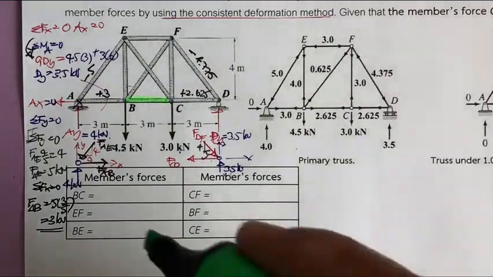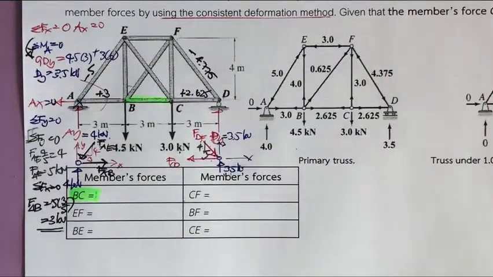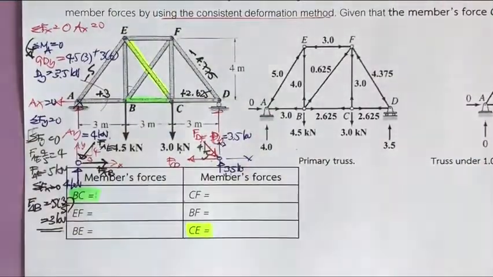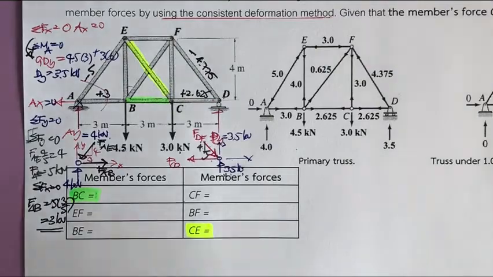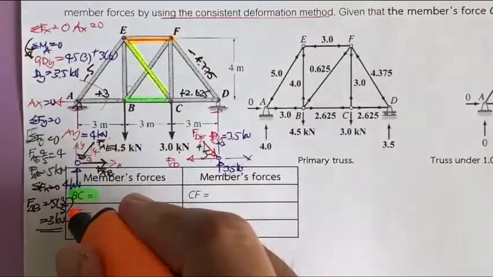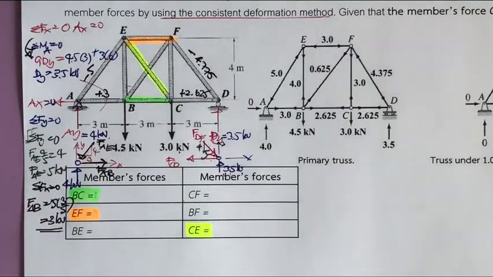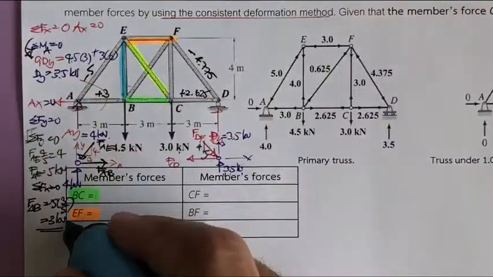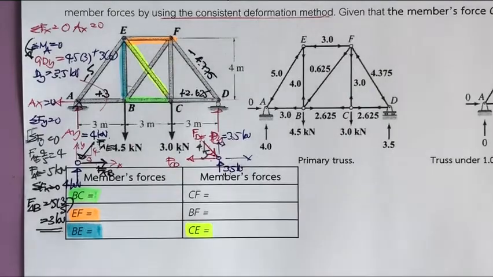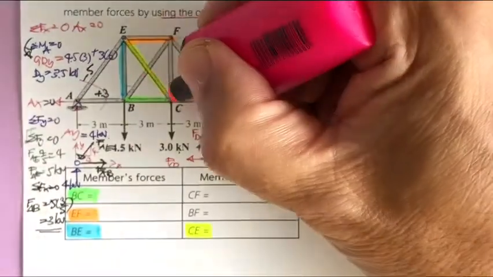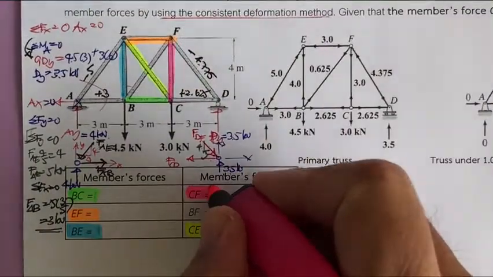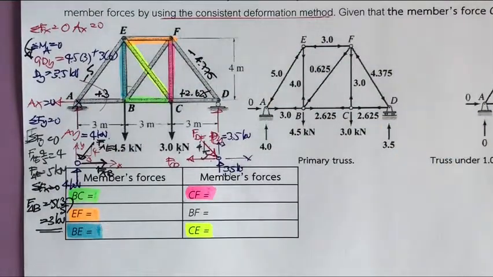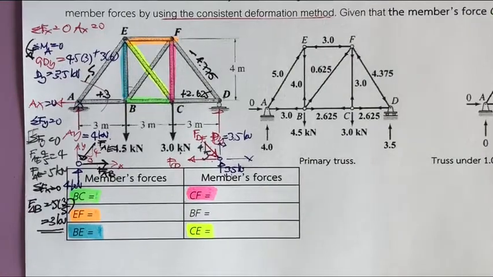This is BC. BC is here. This is CE. CE is here. Okay. This is gonna be EF. Okay, EF is here. And this is gonna be BE. BE is here. And the last one, CF, is here. Okay, CF. And the last one is BF. See, they didn't ask us to determine what I just did to you.